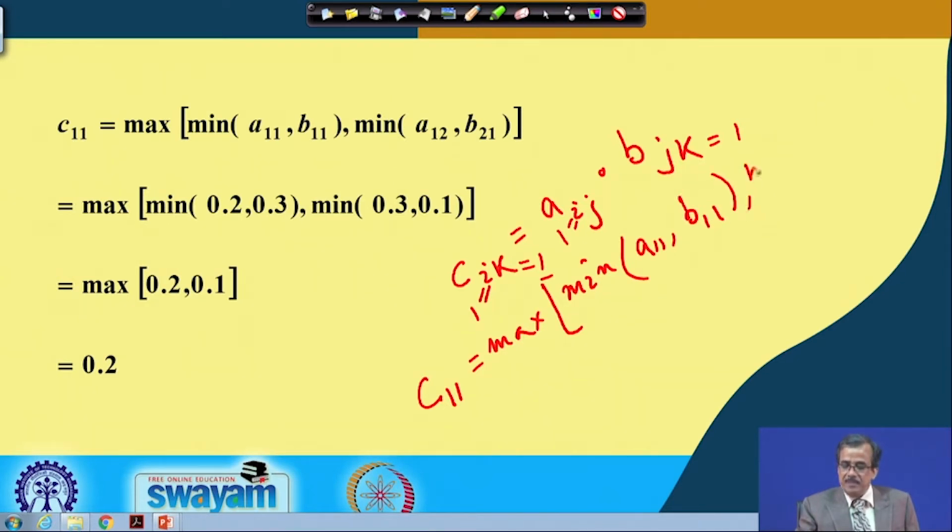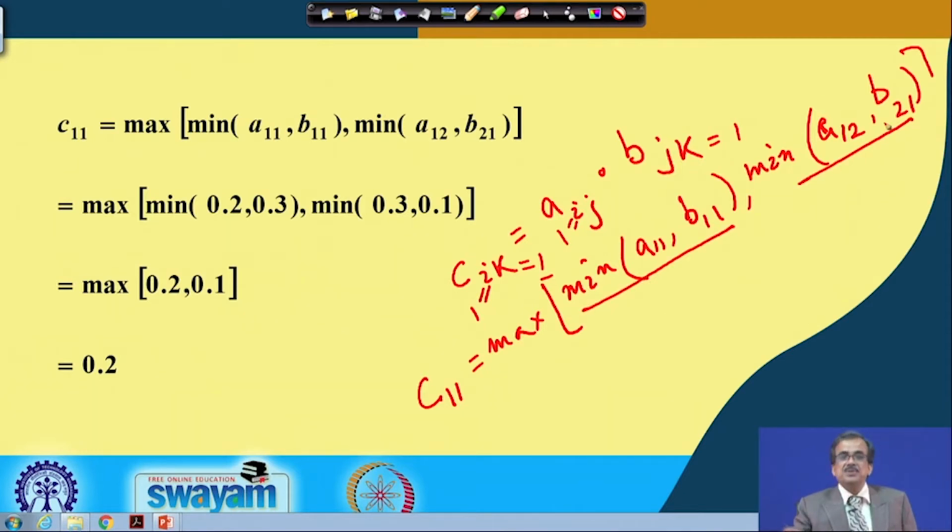B11, comma the minimum of A, now putting j equals 2, A12, then B with j equals 2, so it is B21. First you find the minimum between these two, and then the maximum between these two; that will be C11. Corresponding to this numerical example, A11, the A matrix first row first column, is 0.2. Then B11, the B matrix first row first column, is 0.3. Next, the minimum between A12, first row second column, which is 0.3, and B21, second row first column, which is 0.1.